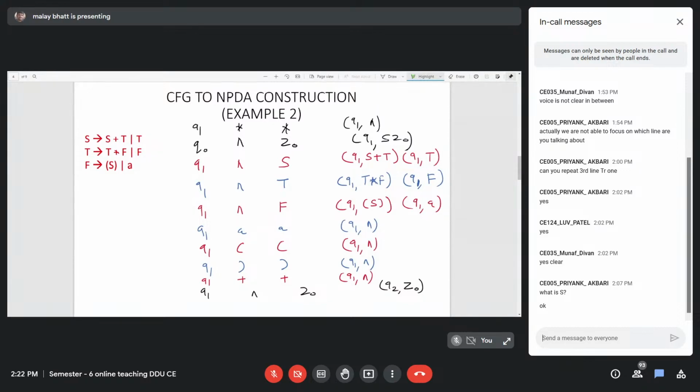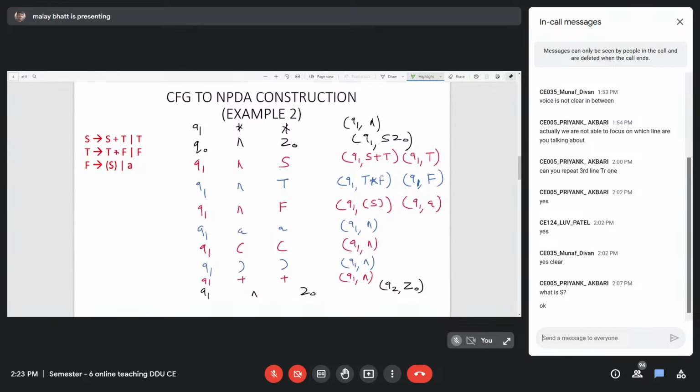Now for every non-terminal of the grammar, we have to write the rules. So we have three non-terminals here, S, T, and F. For S, we are writing Q1 null S. We have two alternatives: Q1 S plus T, and the second alternative is Q1 T. So we are always getting a non-deterministic pushdown automaton here. The reason is we have more than one alternative.